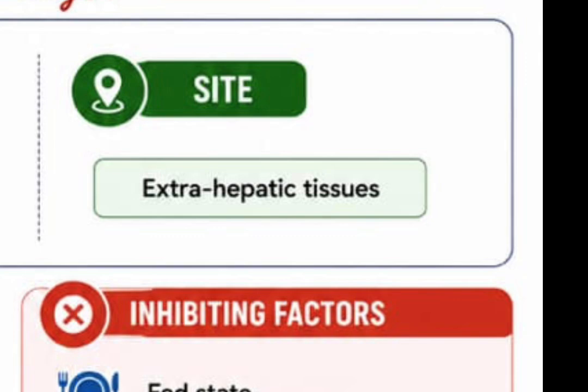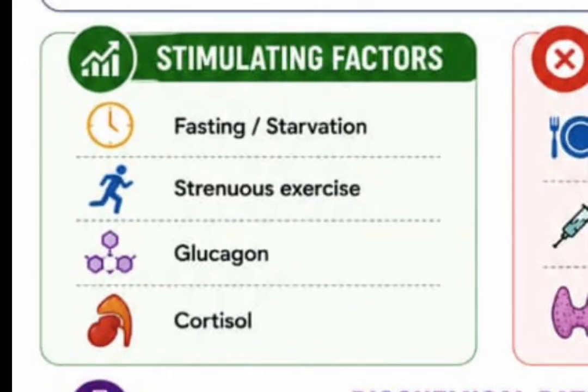So now I told you that it occurs in extrahepatic tissue. What is the stimulating factor? The same thing: fasting, starvation, strenuous exercise. The same thing with ketogenesis, because this is just a homeostatic pathway where we break down the ketone bodies and utilize them for ATP. So fasting, starvation, strenuous exercise.